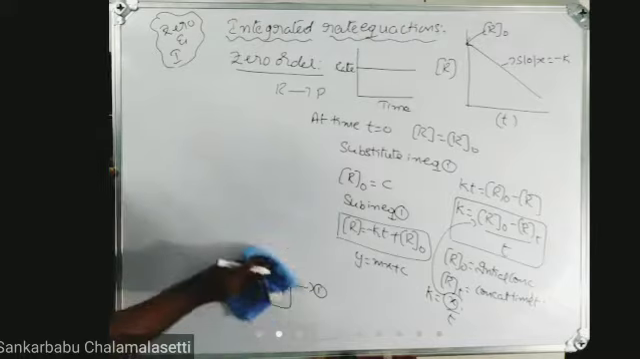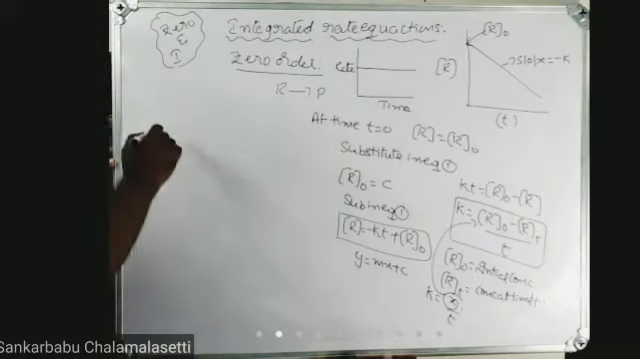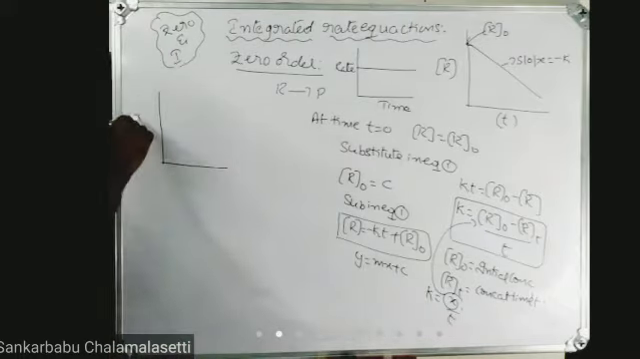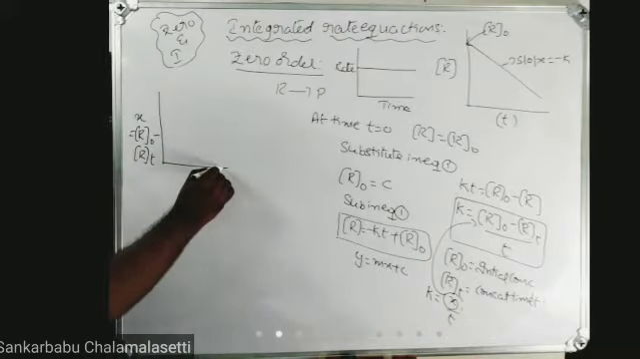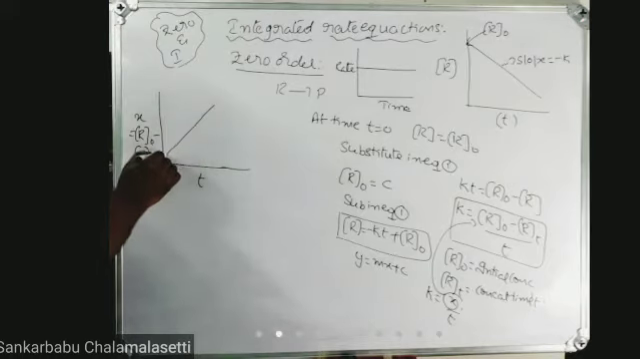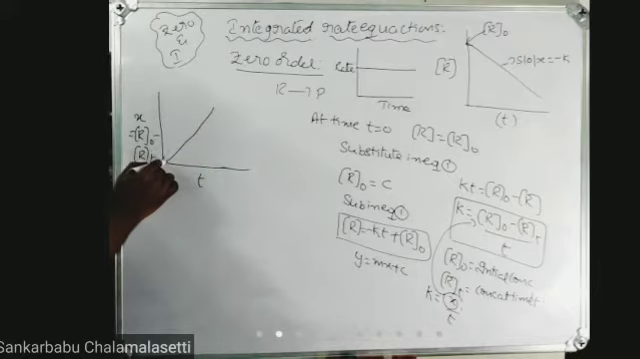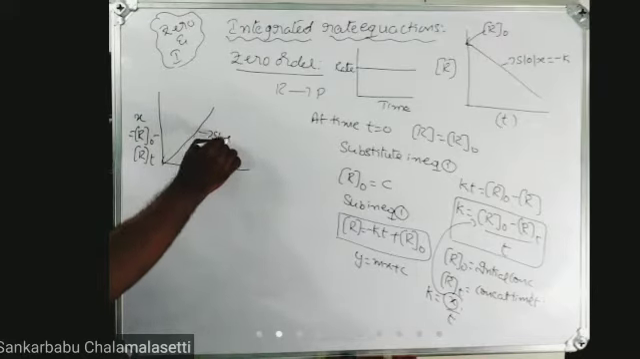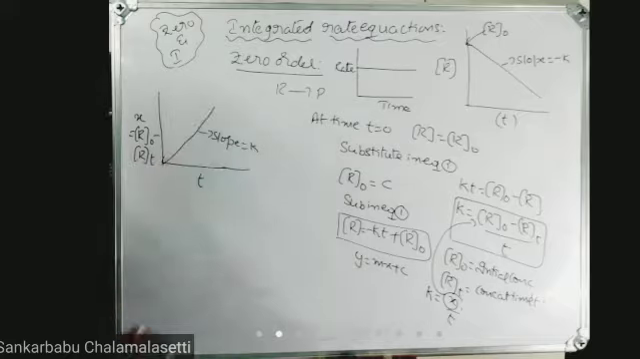What is the graph? That graph is drawn between R0 minus RT versus T. And then what is the shape of that graph? The shape of that graph is a straight line passing through the origin, and the slope of this line is equal to K.